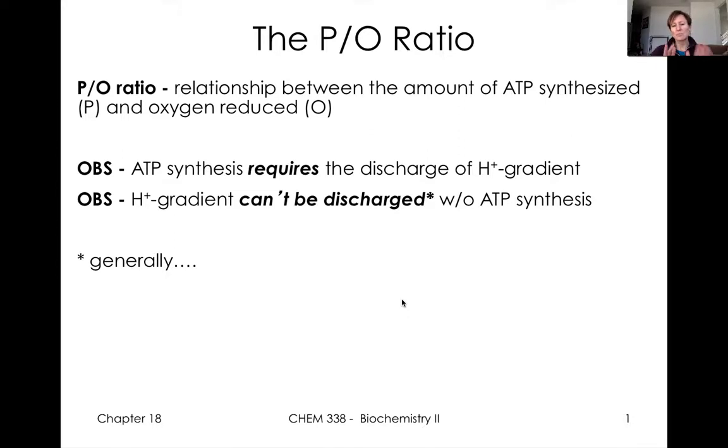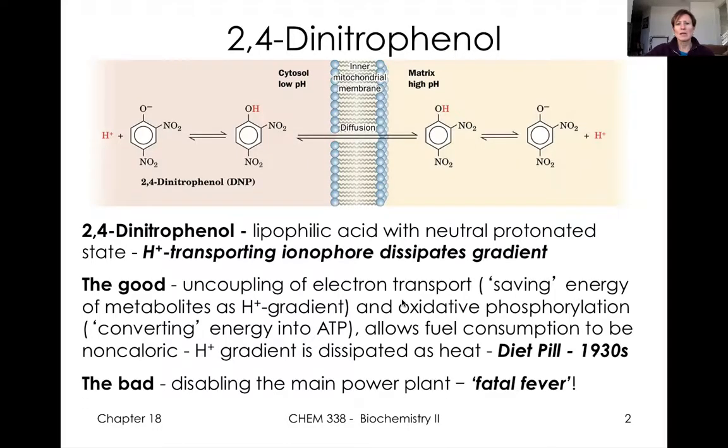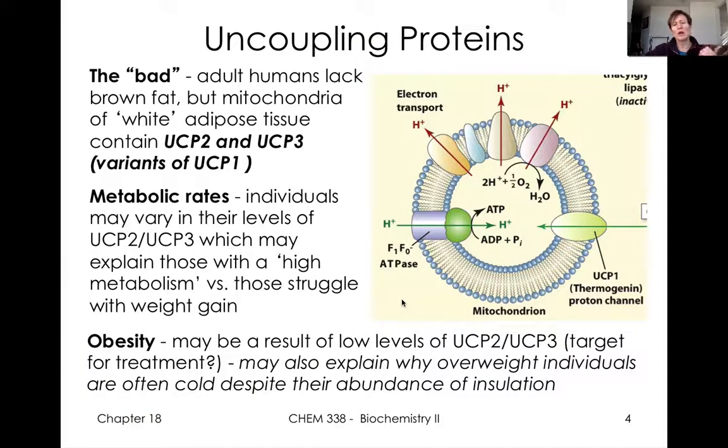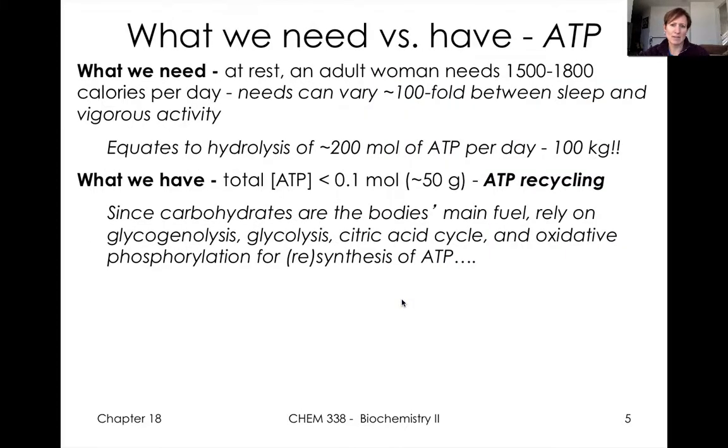So these are connected. And again, we have a little asterisk there saying generally, because we know about things like the diet drug 2,4-dinitrophenol, as well as uncoupling proteins that help us to disconnect electron transport and the generation of that proton gradient from oxidative phosphorylation and the synthesis of ATP. So not going to spend a lot of time on this even in class because these are concepts we've talked about before, just seeing their application here. Uncoupling proteins and diet pills like 2,4-dinitrophenol are alternative ways of discharging that proton gradient.